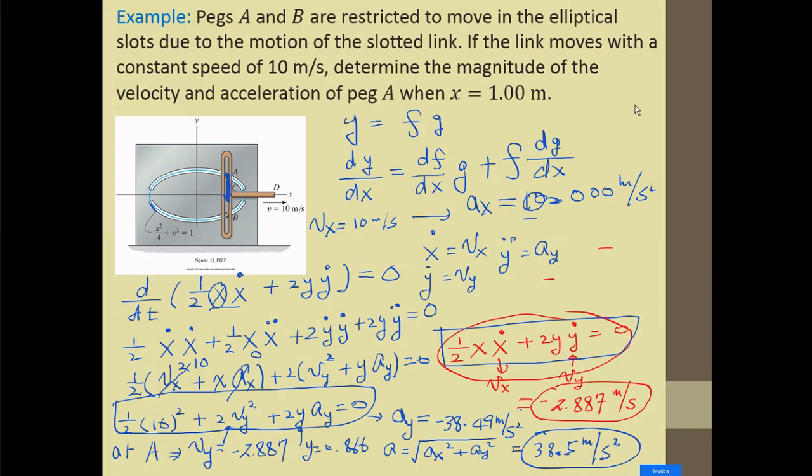Okay, so to summarize: we started off with the implicit function format, took a derivative to get the relationship between x component velocity and y component velocity. This is it. And we took another derivative to get this one. Then we solved for the y component of acceleration and evaluated at A. Then plug in, and we solve for the magnitude of acceleration. All right.